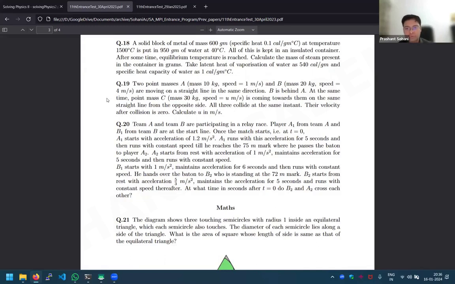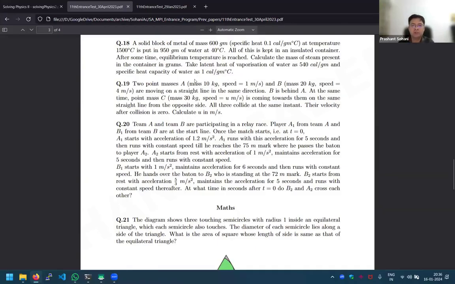Again, it's very similar to the question we did last time, right? We had masses traveling. And what was the principle we used in that question, if you remember last time? Momentum. Momentum, right?